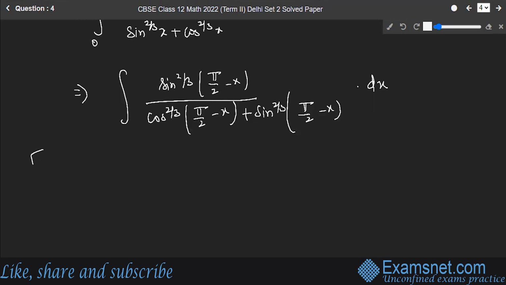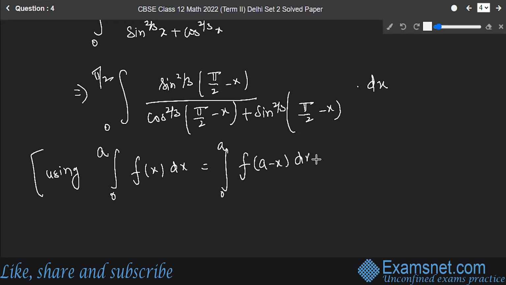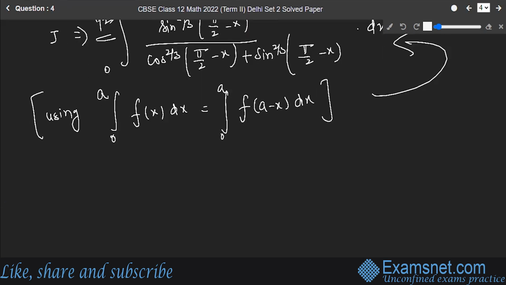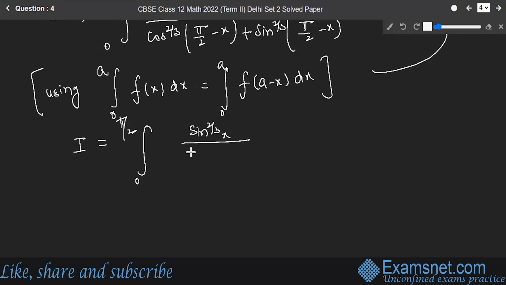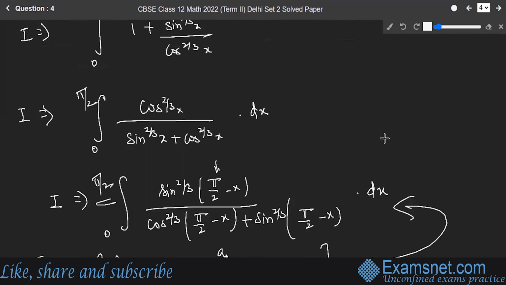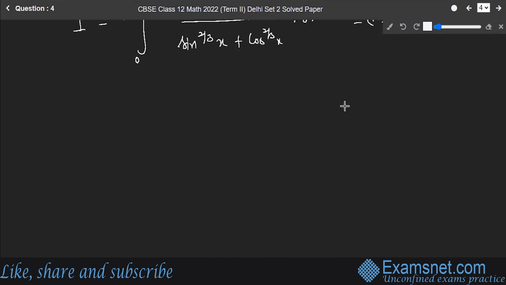See what formula I'm using over here: integral 0 to a of f(x) dx is equal to integral 0 to a of f(a minus x) dx. So this formula I'm using here, the upper limit was pi by 2, so I have subtracted that from pi by 2. Okay. So that was equal to I as well. So this I is integral 0 to pi by 2 of sine 2 by 3 x upon sine 2 by 3 x plus cos raised to power 2 by 3 x. So let's say this is number 2 and let's say this is number 1. Right, adding 1 and 2.